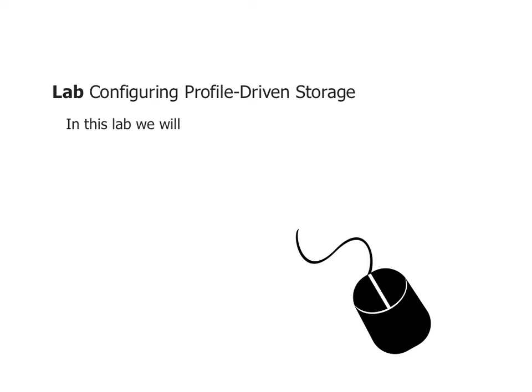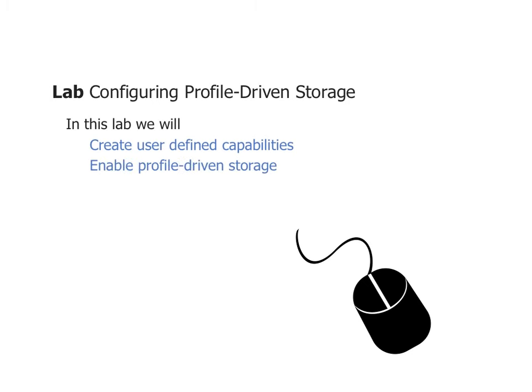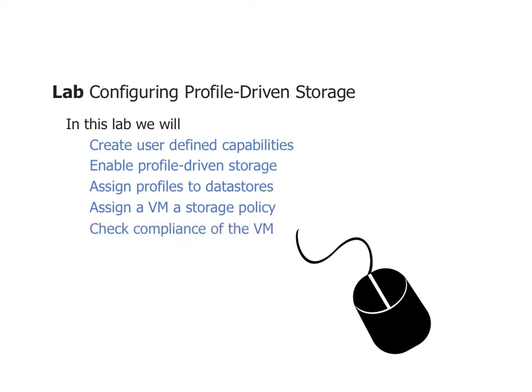So now let's jump into the lab. Probably makes a little more sense when I show you the steps that we go through to actually create and do these. So in the lab, we'll first create some user-defined capabilities and enable profile-driven storage. This is something that is kind of a gotcha for some people. You actually can set all this up and apply it, but you have to actually go click a button to enable it, so we'll do that. We'll assign some profiles to the datastores. We'll assign a VM a storage policy, and then we'll check the compliance of that VM. So let's go ahead and jump into the lab.